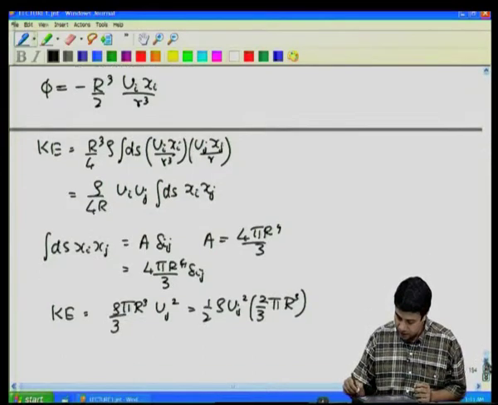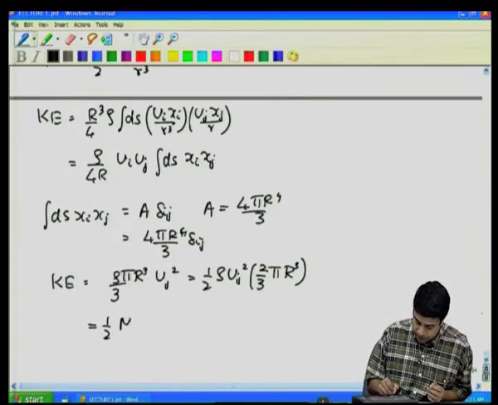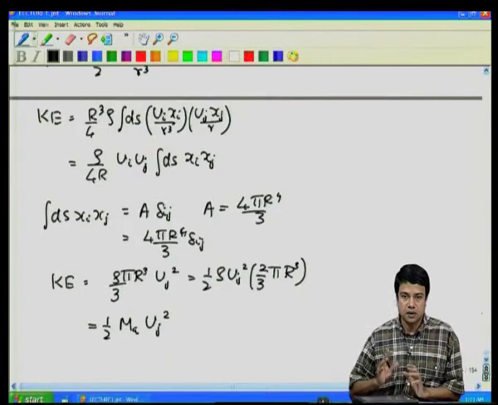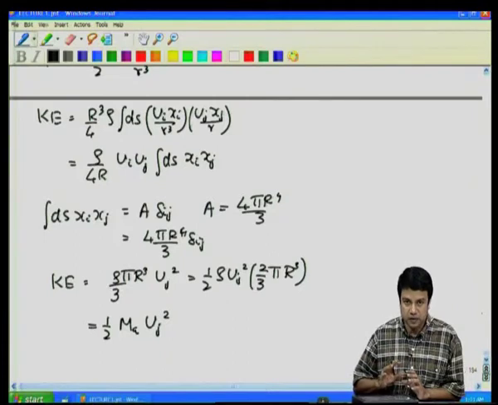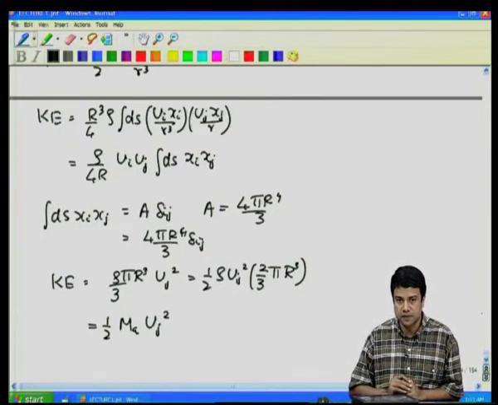So, therefore, this kinetic energy I can write as 1/2 m a times u square. m a is what is called the added mass. Note that this kinetic energy is the kinetic energy of the fluid that is flowing around the sphere, not the kinetic energy of the sphere itself. Kinetic energy of the sphere itself will be equal to half times the mass of the sphere times velocity square.